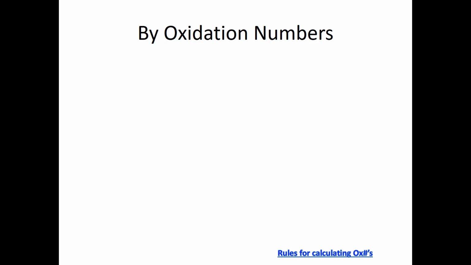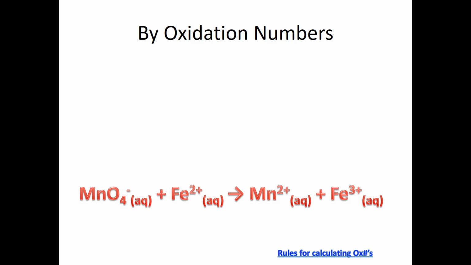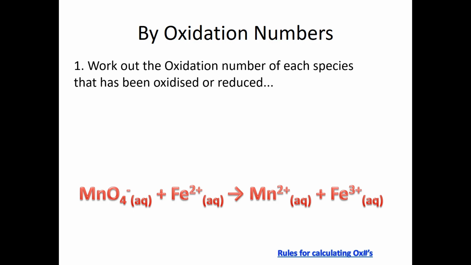So you will need to know your rules for calculating oxidation numbers, and I'm not going to go through them in this video, but I will be using the concepts to get the answers that we need. So we're going to start with this formula. We've got a permanganate, the MnO4 minus, plus the iron 2 plus, going to manganese 2 plus and iron 3 plus.